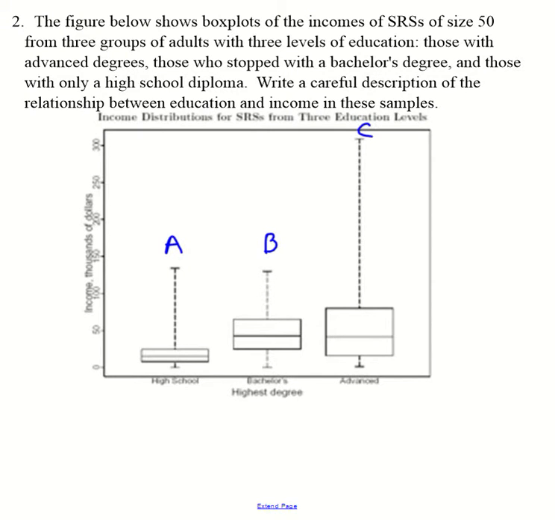Here we have 3 box and whisker plots, and they show the income of SRSs of size 50 from 3 groups of adults with 3 levels of education: those with advanced degrees, those who stopped at the bachelor's degree, and those with only a high school diploma. We're going to write a description of the relationships between education and income in these samples. Set A is just a high school diploma, set B has a bachelor's for the highest degree, and set C has an advanced degree. If we compare and contrast these, set A looks like it has a bigger range than set B.